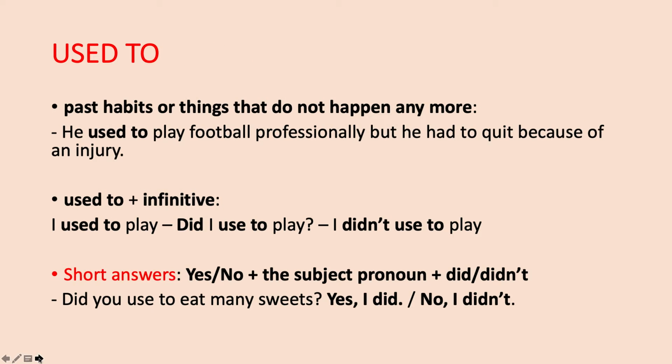Now we can use used to instead of the simple past to talk about past habits or things that do not happen anymore. So for example, we say he used to play football professionally, but he had to quit because of an injury. Used to is followed by the infinitive and has the same form in all persons. So we say I used to play, you used to play, he used to play, etc. In questions and negatives, we use did and didn't, and we drop the d in used. So we say, did I use to play? I didn't use to play.